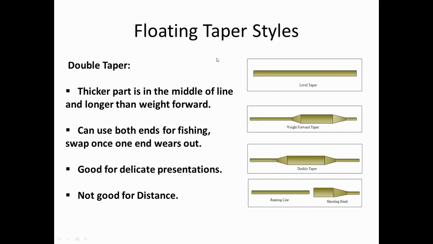So we said that weight forward is good for distance. Now a double taper is going to be different from that, because now the weighted section is going to be in the middle. All right.